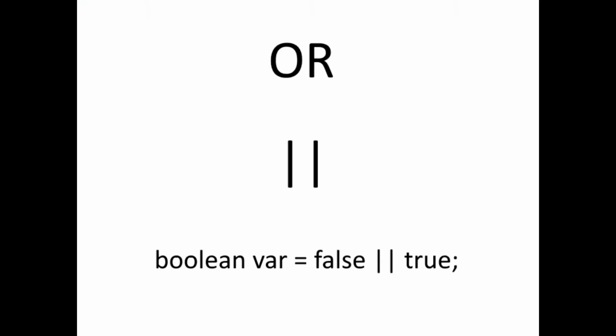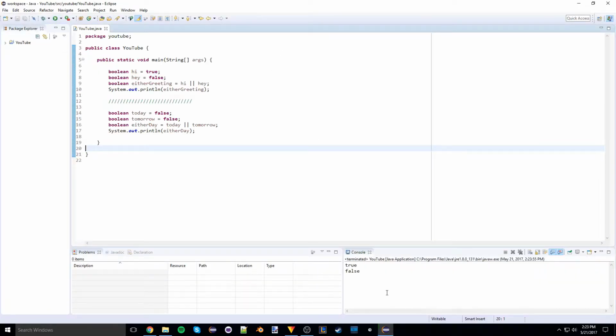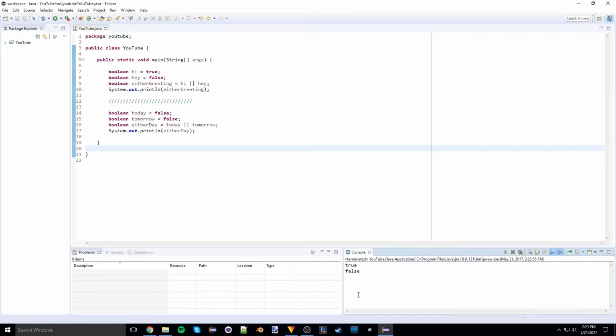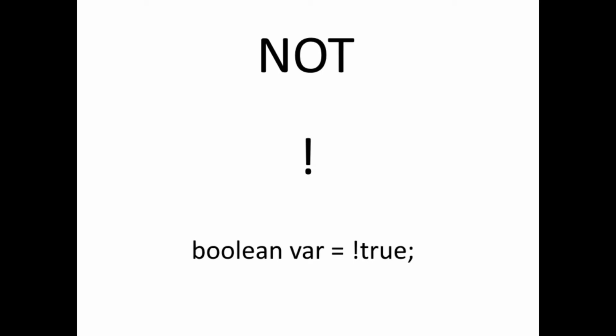Next is the OR operator, represented by two vertical lines. You can type this symbol by holding Shift and pressing the key above your Enter key. An OR calculation will return true if either or both of the operands are true, and false if both of them are false. Lastly is the NOT operator, represented by an exclamation mark.